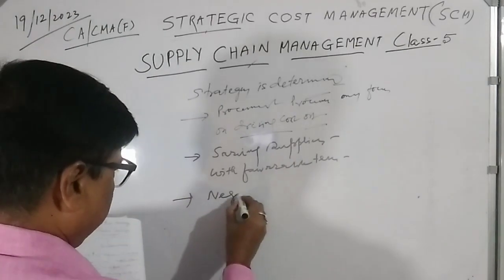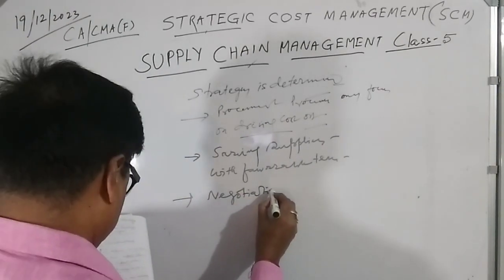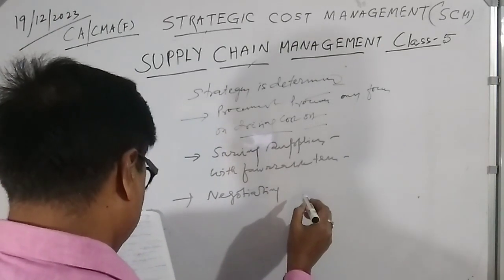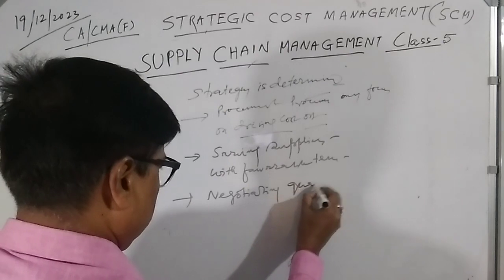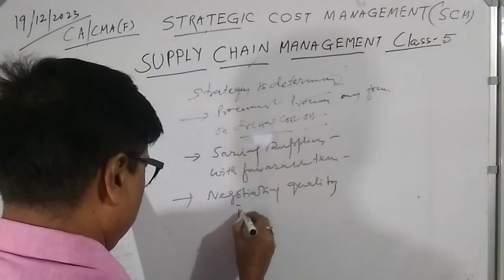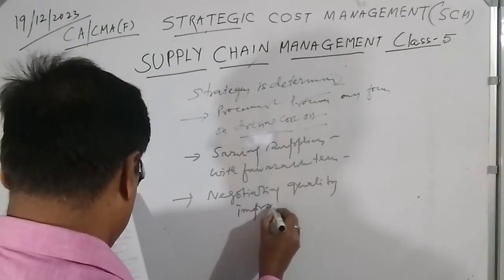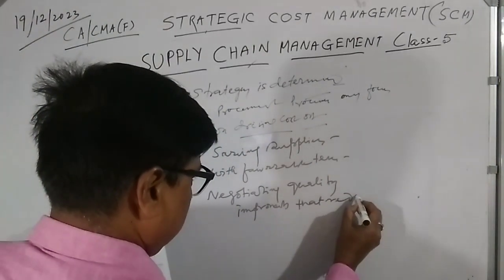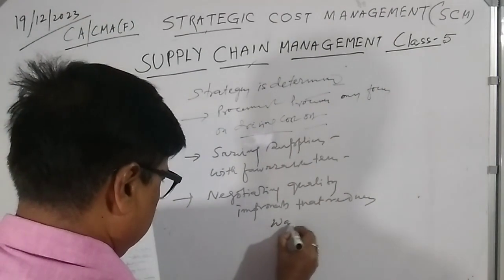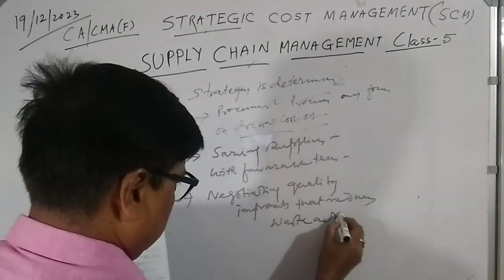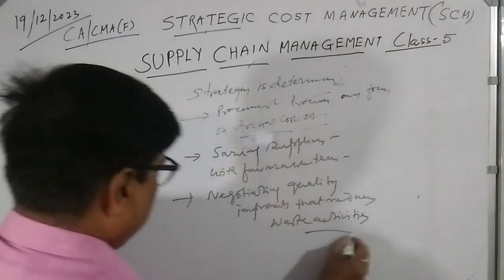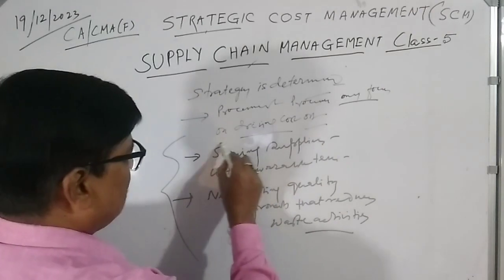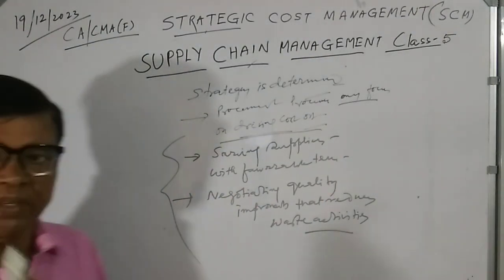Next, we will be negotiating quality improvements that reduce waste activities. See, these two things, the procurement process, are forces for driving out cost. What does this mean?